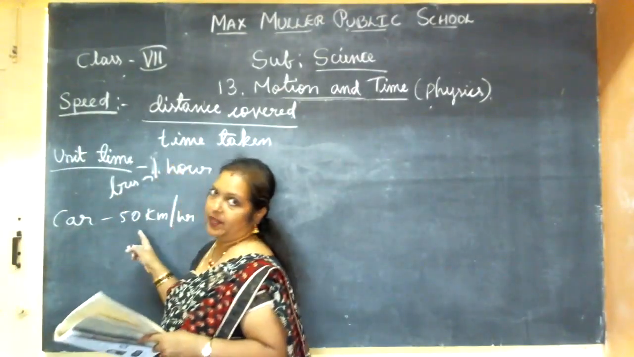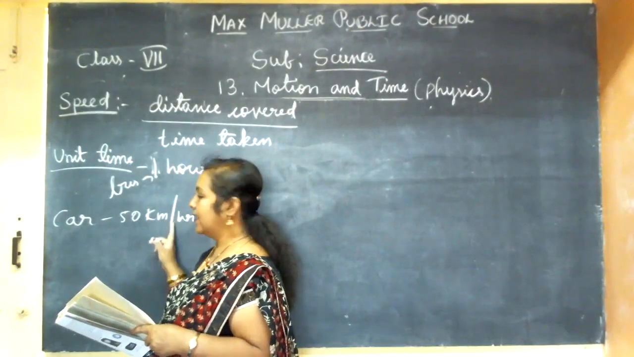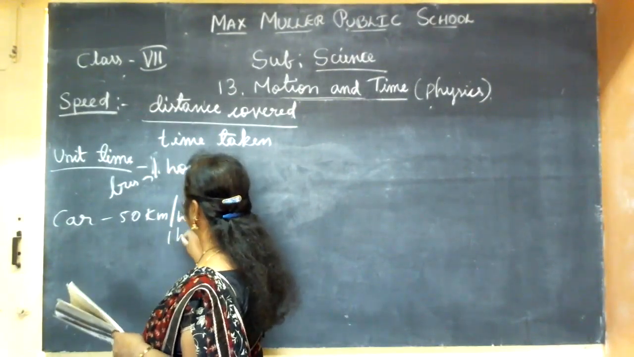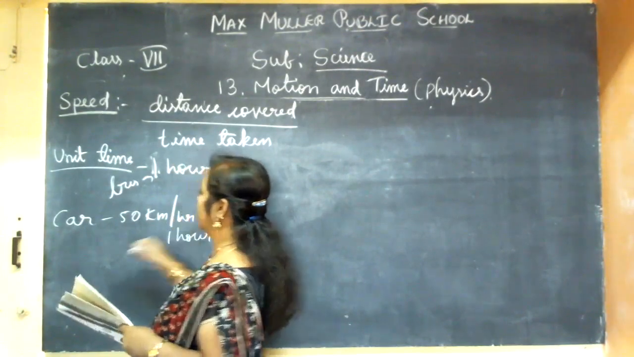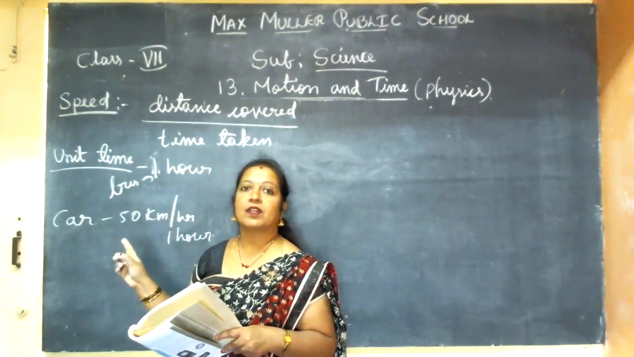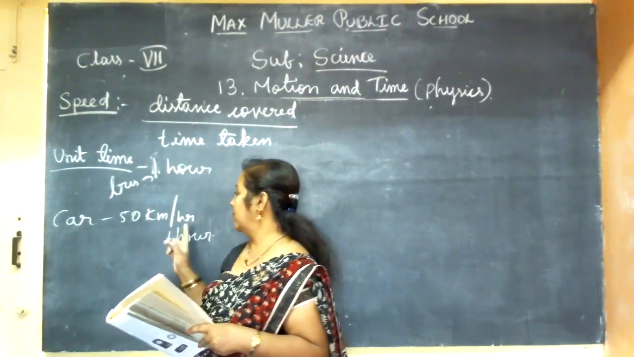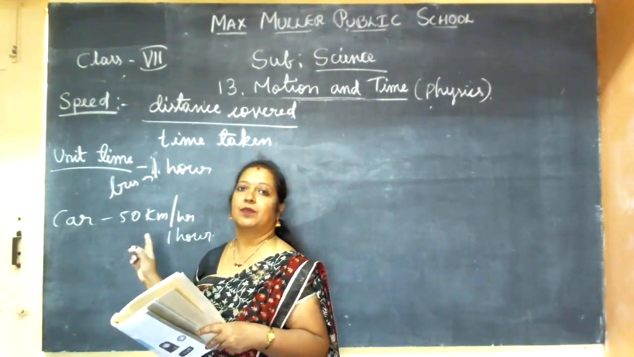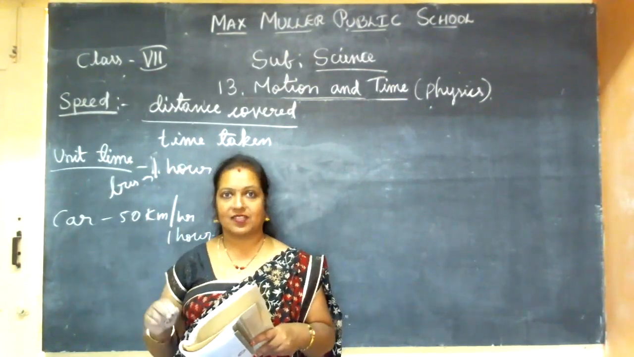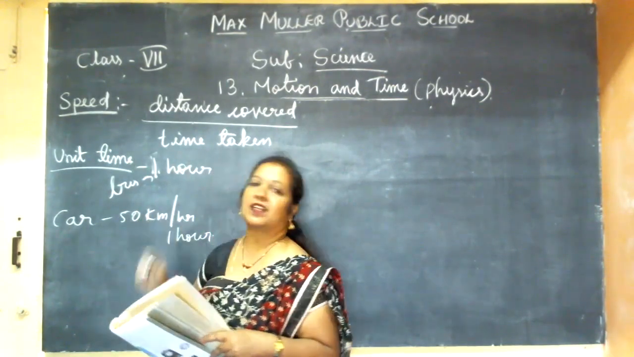See, 50 kilometers per hour means here per hour indicates 1 hour. So this per hour is nothing but 1 hour. So a car is moving 50 kilometers. The distance covered is 50 kilometers per 1 hour. Per hour means for 1 hour it has covered 50 kilometers of distance. So that is the speed of the car.